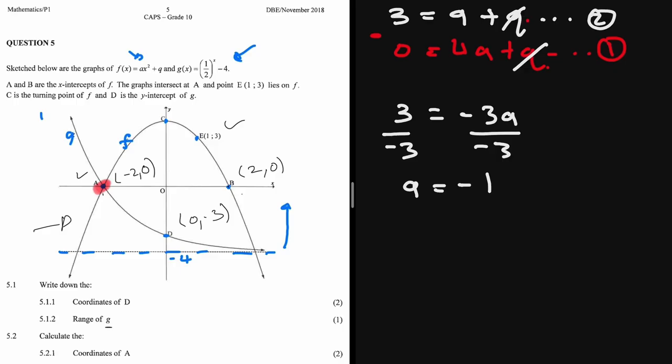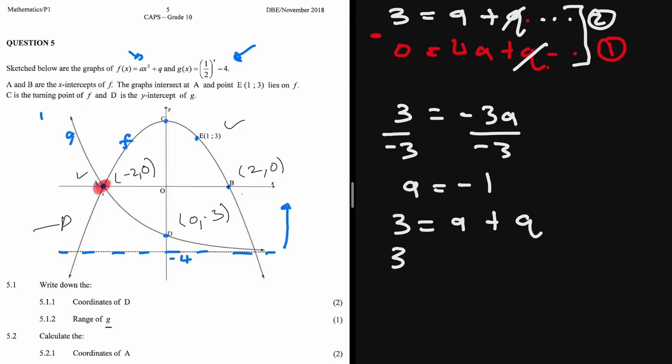Now, if we want to find the value of q, you can substitute into one of the equations that we have here. Remember, we have equation 1 and equation 2. You can choose equation 1 or equation 2, substitute the value of a as -1, and then you get the value of q. So we can choose equation number 2 there. Remember, equation number 2 was 3 equals a plus q.